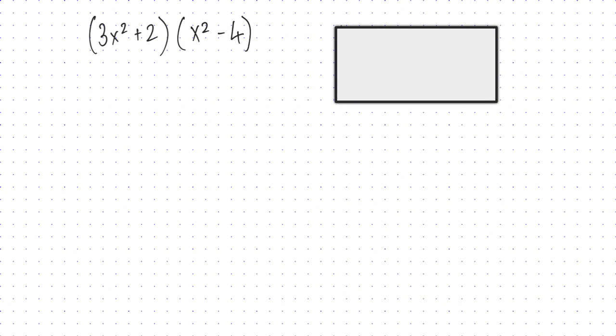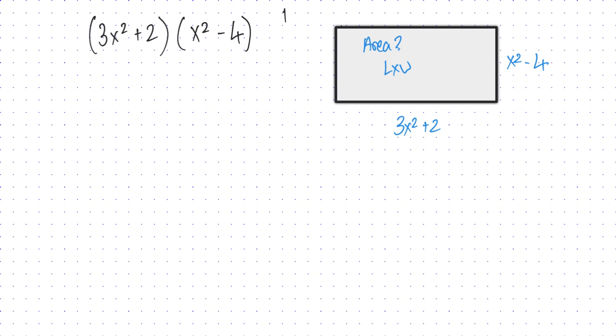So then sometimes we have a situation where we want to multiply terms together. So for example, we've got 3x squared plus 2, and then we've got x squared minus 4, let's say, and we want to multiply these together. Now this could be a situation where we've got a rectangle like this, and we've got our side lengths. So maybe this is 3x squared plus 2, and this is x squared minus 4, and we want to know what is the area. Well, we know that it's length times width, so we need to multiply these together.